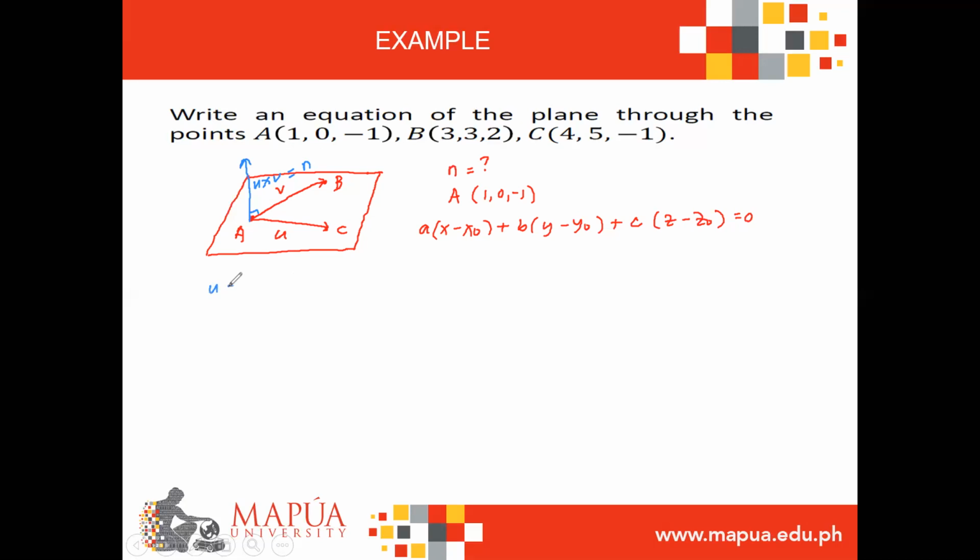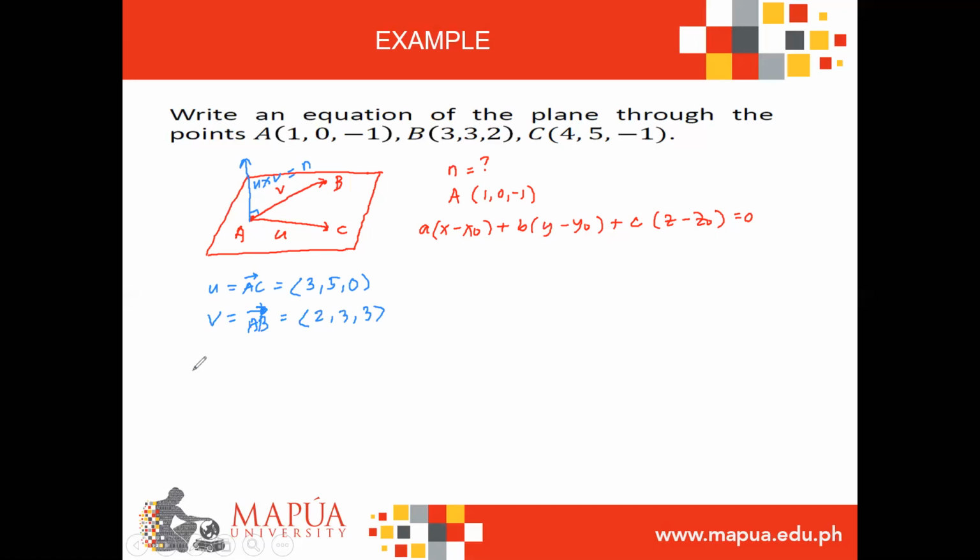So with that, let's now define the components of your normal vector, that is u cross v. So defining now vector u, which is vector AC, the initial point is A, terminal point is C. So we have 4 minus 1, which is 3, 5 minus 0 is 5, then -1 minus -1 is 0. So that is your vector u. Then vector v can be found by having vector AB. Let us get the components of vector AB. The initial point is A, terminal point is B. So we have 3 minus 1 is 2, 3 minus 0 is 3, 2 minus -1 is 3.